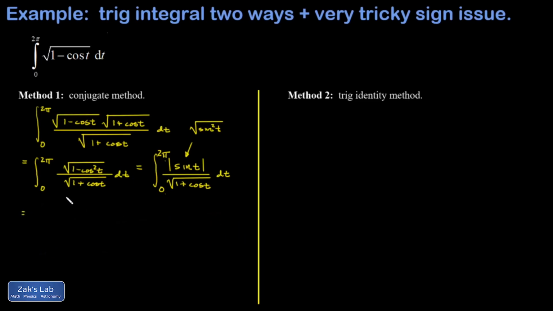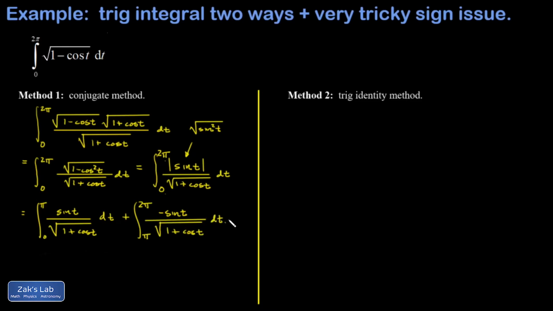And we're going to split the integration interval. So I go from 0 to pi sine t over square root 1 plus cosine t dt plus the integral from pi to 2 pi of negative sine t. Again, the sine function is negative on that interval, so negative sine t is positive. Now the actual symbolic manipulations to get the antiderivative, we've already done it once before.